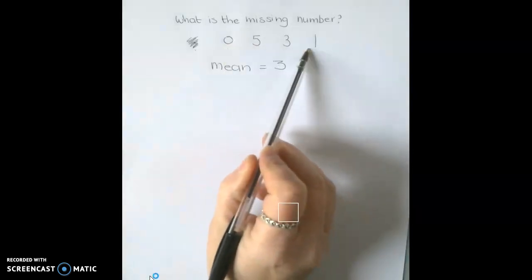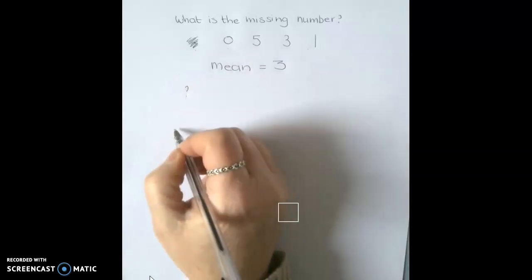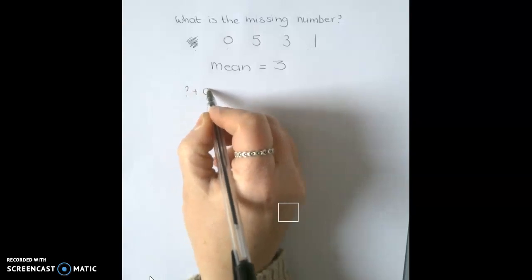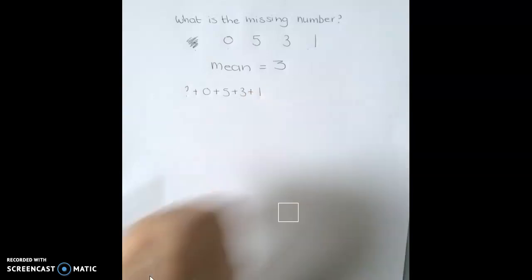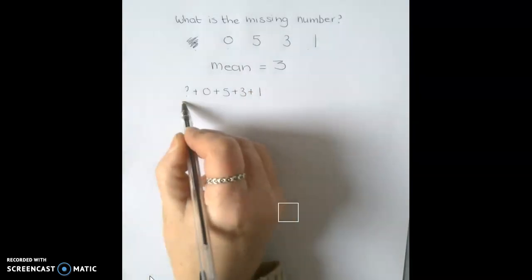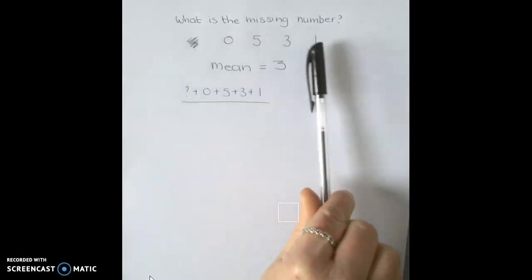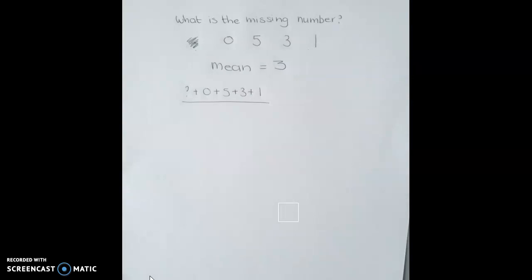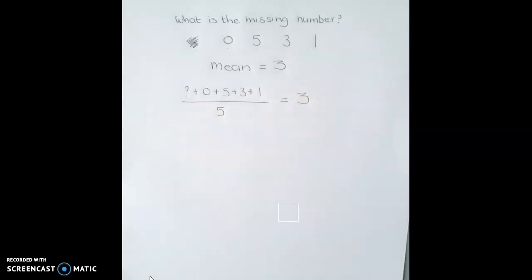So we know to work out the mean, we have to add all the values together. So we have an unknown, which we're adding 0 to, 5 to, 3 to, and 1 to. Okay? And then we would divide that number by the number of values within our data set. So we have 1, 2, 3, 4, 5. And that must equal 3 because we know that our mean is 3.